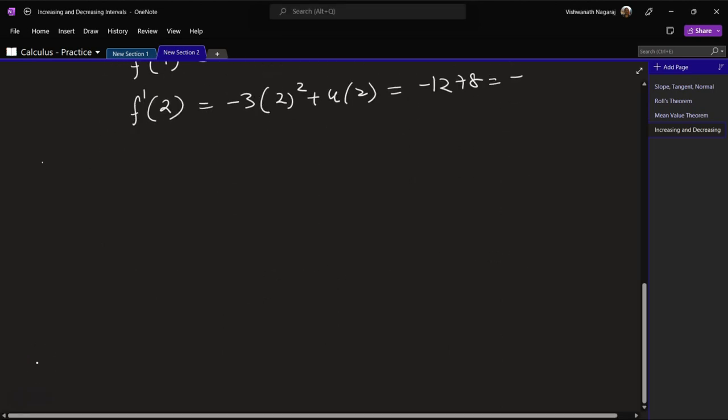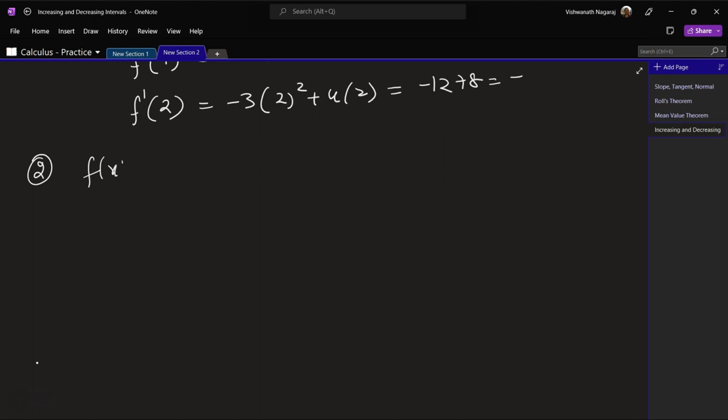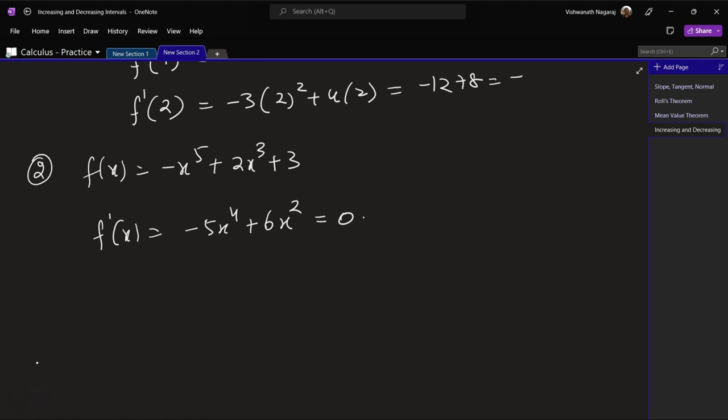Now let's look at the second problem. f of x is equal to minus x to the power of 5 plus 2x cubed plus 3. So f prime of x is equal to minus 5x to the 4 plus 6x squared. Let's equate it to 0 to figure out the critical points. Now let's take minus x square out. We have 5x square minus 6. You have to be very careful with this sign.